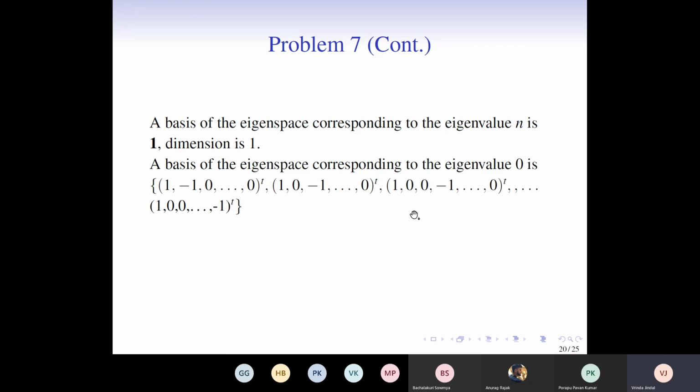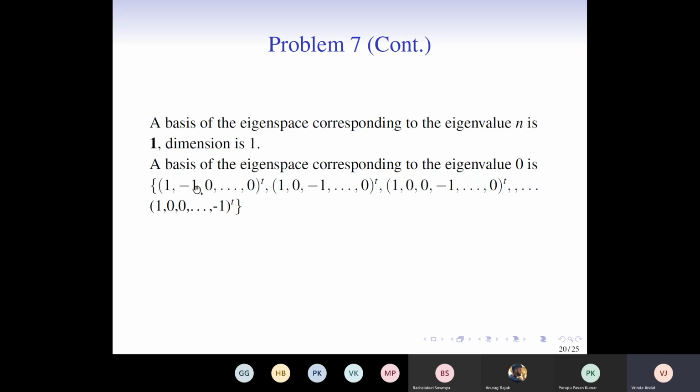For the n minus one dimensional space, the null space. So we find this n minus one dimensional basis for the eigenspace corresponding to the eigenvalue 0. So how do we do that? You do that by finding the basis for Ax equal to 0. So how do we do it? You just put x1 equal to 1. Like if x is x1, x2, ..., xn, you put x1 equal to 1.